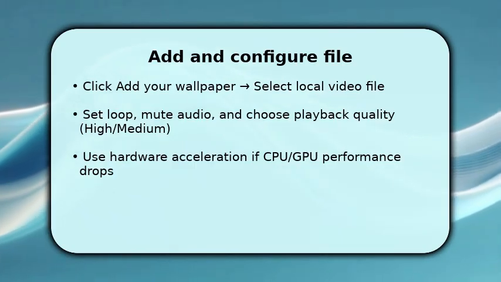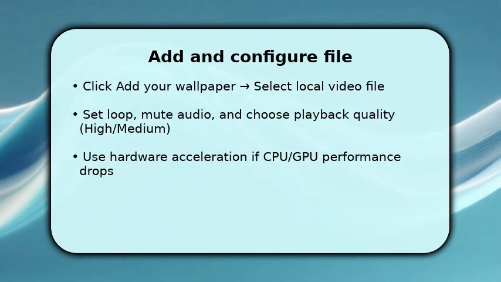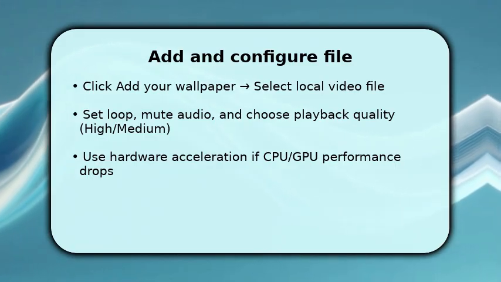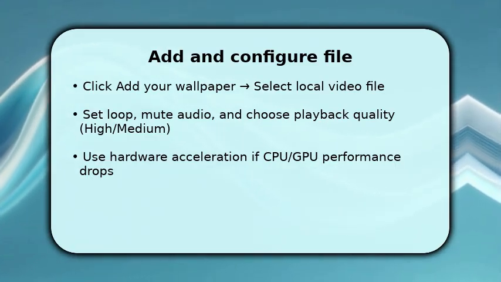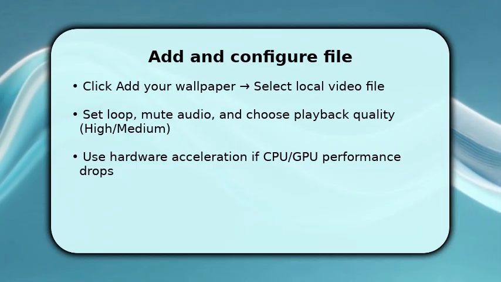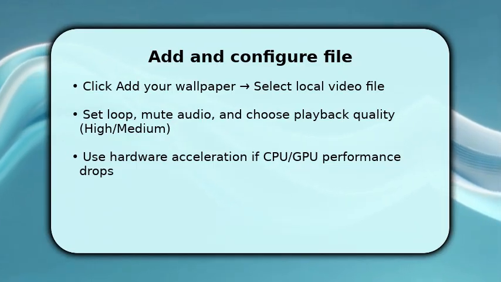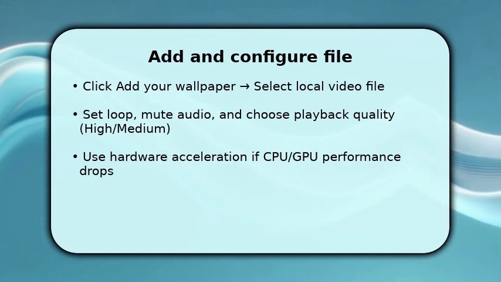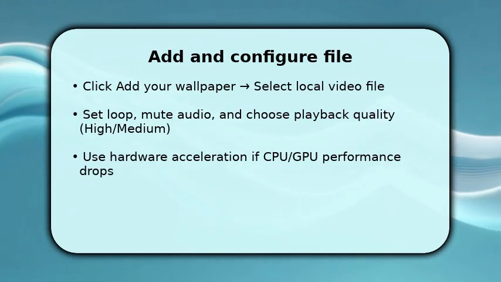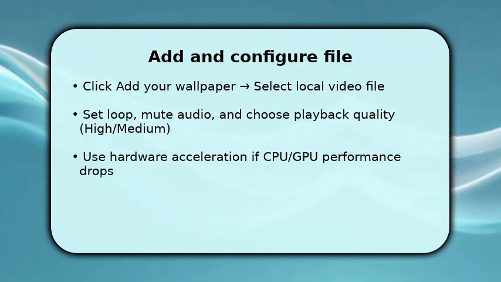Click Add Your Wallpaper and select the MP4/WebM from your drive. Opera GX prefers encoded H.264/H.265 for smooth playback. After adding, mute the clip and enable loop so it doesn't play audio or stop unexpectedly, and pick high or medium quality based on your GPU.